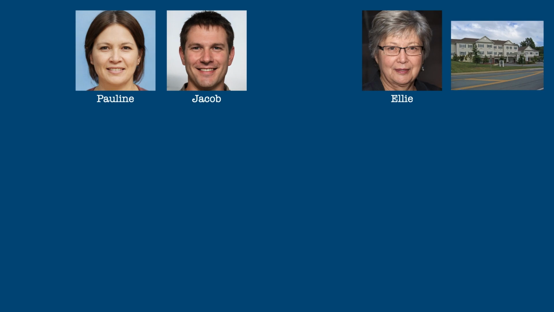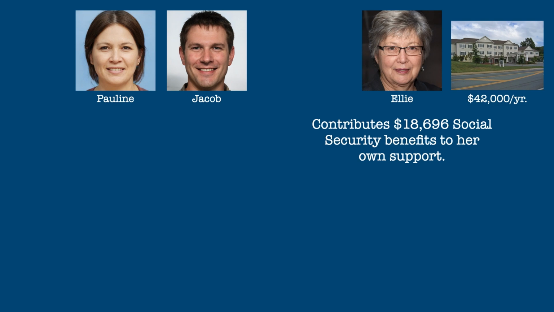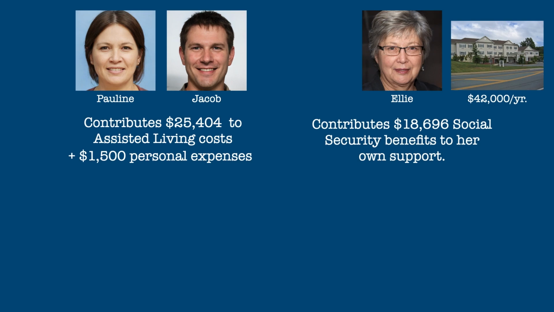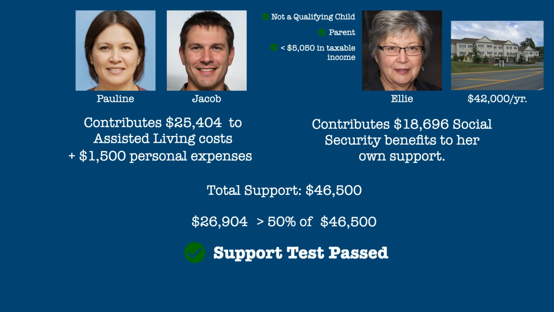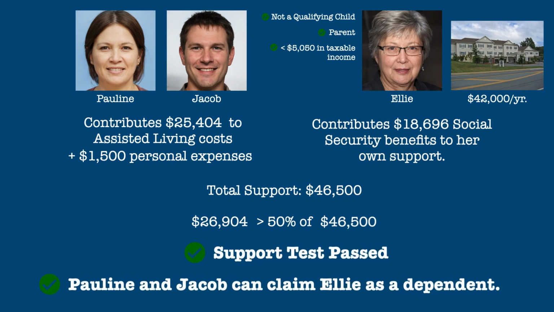Now let's suppose that instead Ellie lives in an assisted living facility at an annual cost of $42,000. Less a small allowance of $100 per month, the remainder of her Social Security benefits are paid to the assisted living facility, and Pauline and Jacob pick up the remaining cost of $25,404, in addition to spending an average of another $125 per month on gifts and other personal expenses for Ellie. Here, clearly Pauline and Jacob's contribution to Ellie's support outweighs Ellie's contribution, and since she still meets all the other tests for claiming a qualifying relative, and she passes the support test, Pauline and Jacob can claim her.